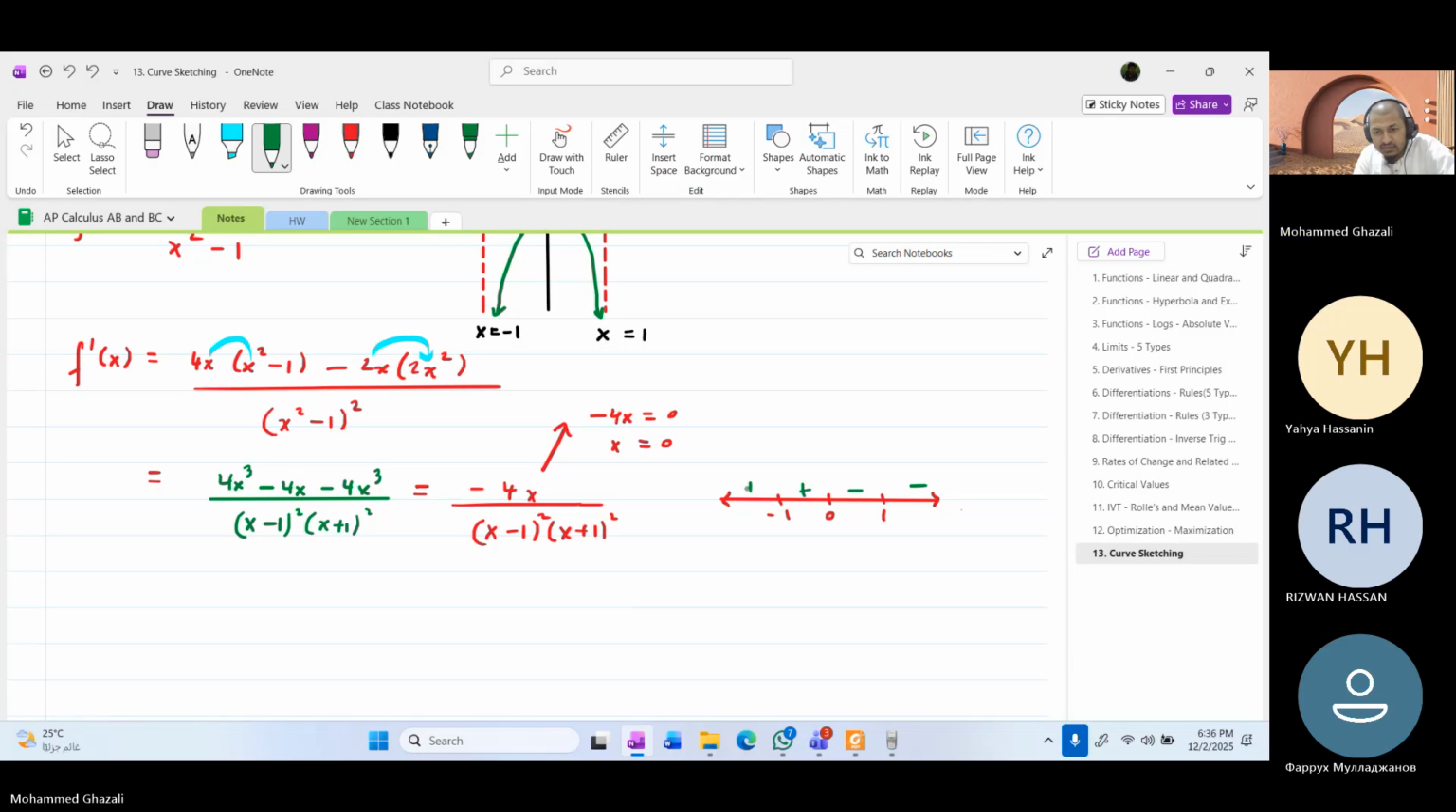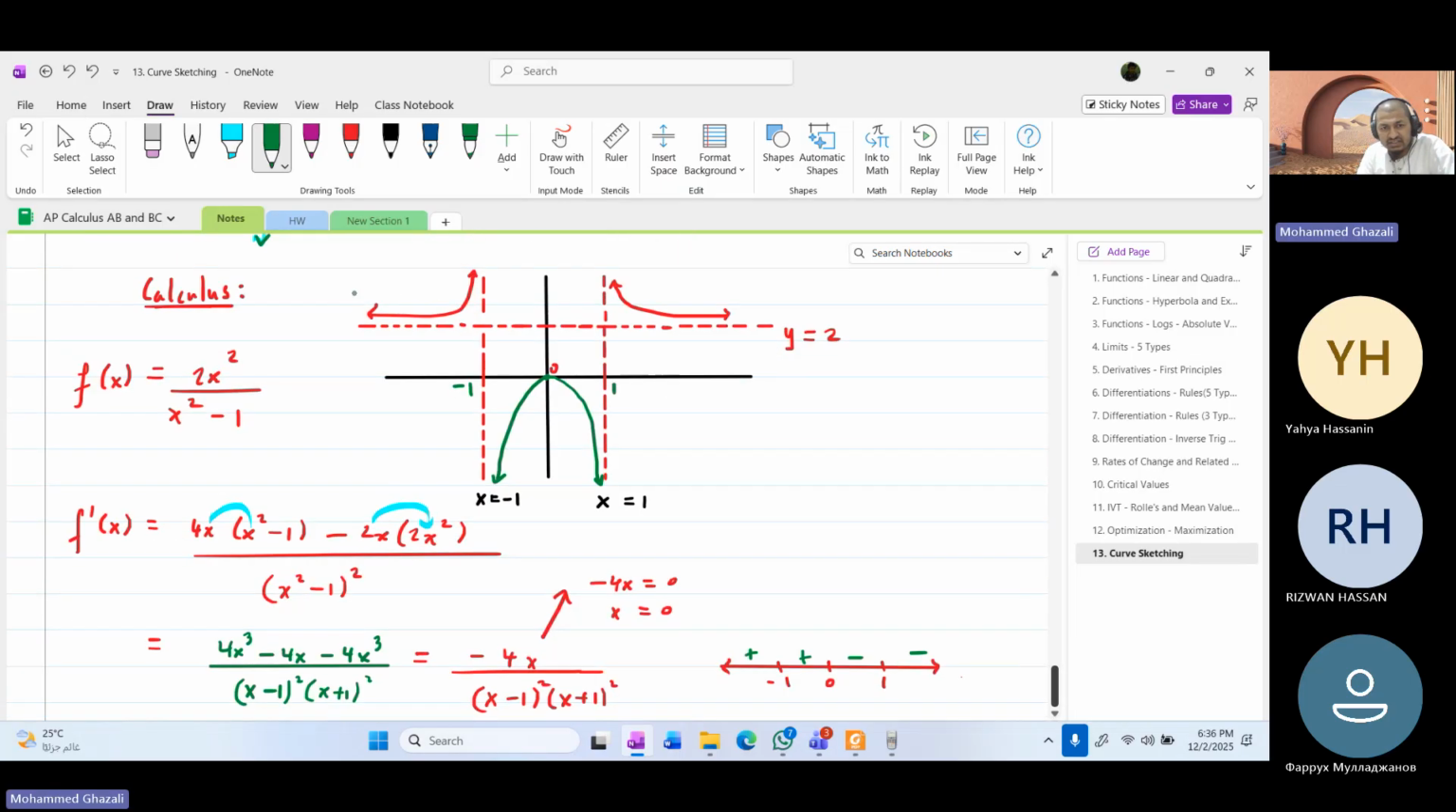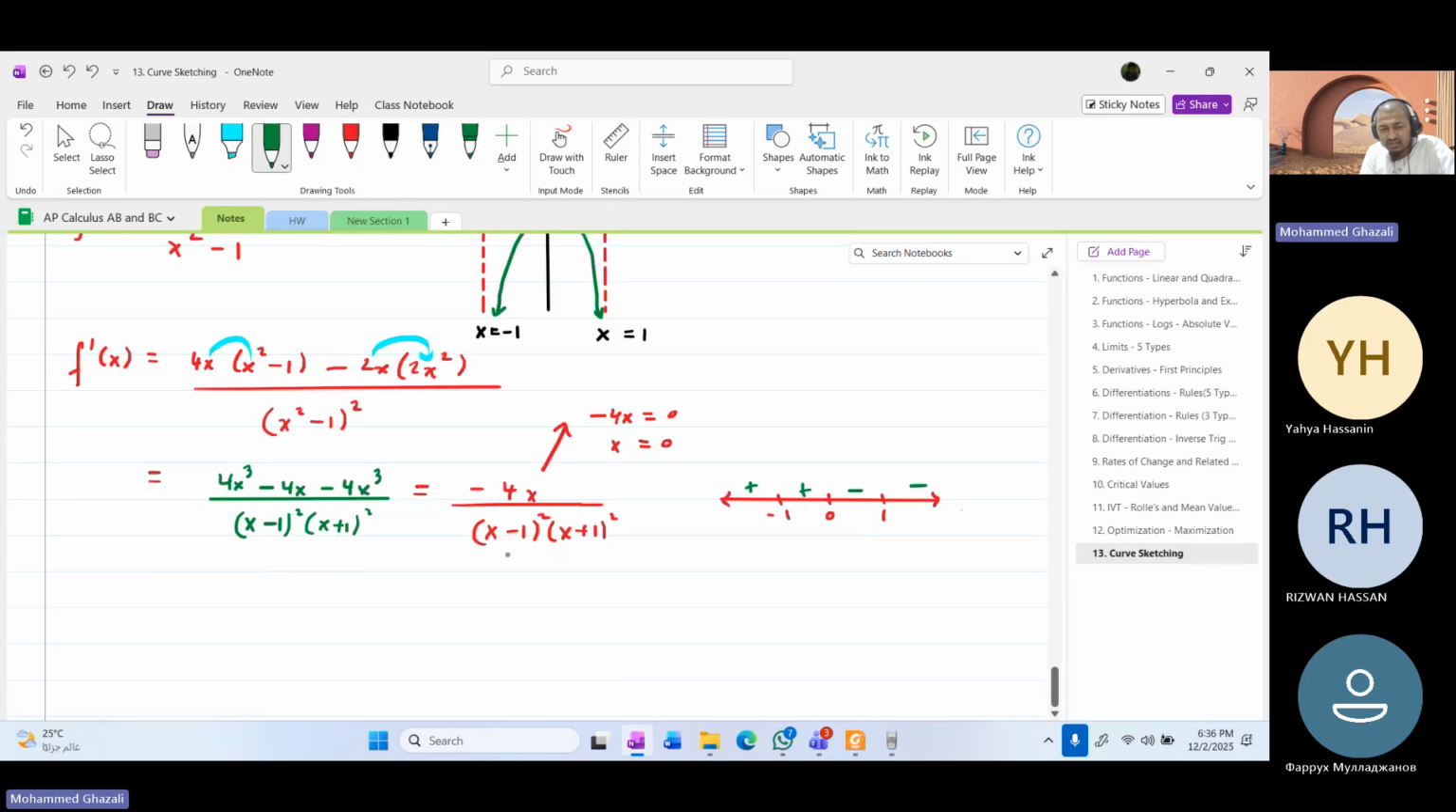Positive, positive. And didn't I say that the function is increasing from negative infinity to negative 1 to 0, and then decreasing from 0 to 1, and 1 to infinity? So the calculus confirms our increase and decrease. Are we good? So this is increasing, increasing, decreasing, decreasing. The calculus confirms that our graph is accurate.